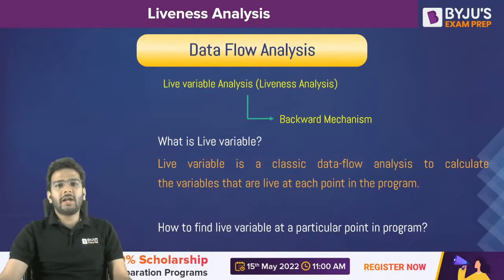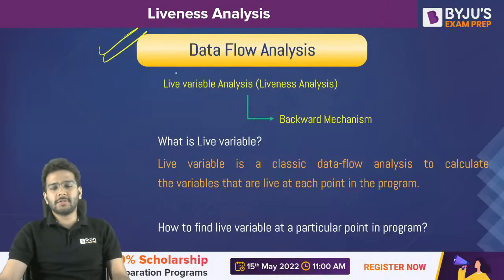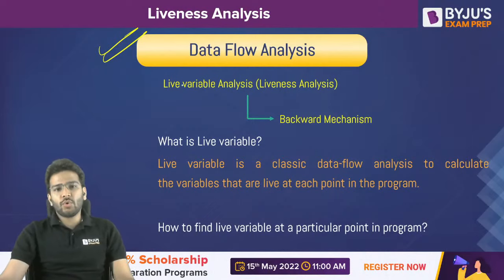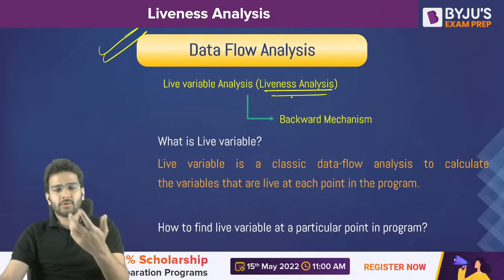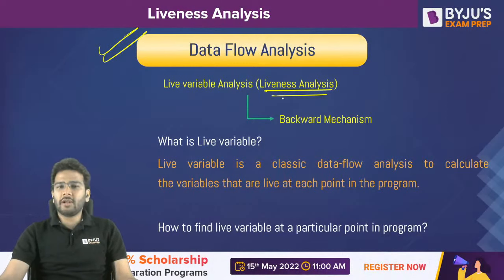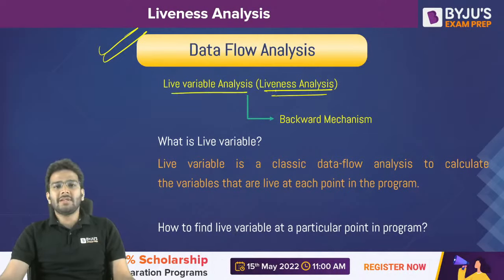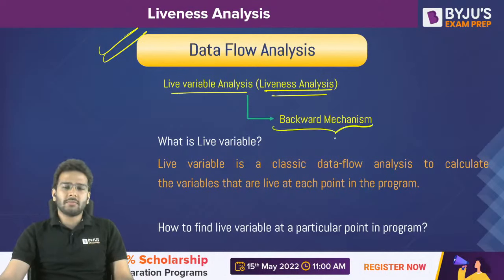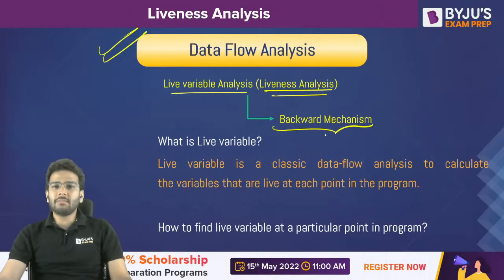Let's proceed and talk about liveness analysis, which comes under data flow analysis, right? In data flow analysis, mostly we talk about liveness analysis in your syllabus. Apart from that, we have available expressions and many more things, but that is not in your syllabus, so we are not going to discuss that. Live variable analysis and liveness analysis are the same thing, and it is a backward mechanism. Why is it a backward mechanism? I will let you know, just wait for the example.